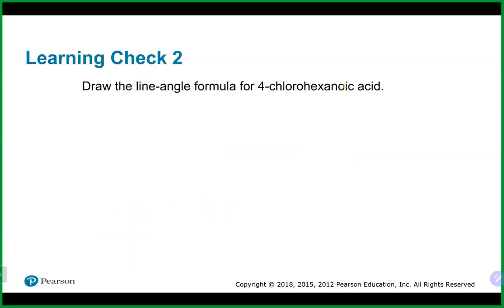All right, let's draw some here. Draw 4-chlorohexanoic acid. Draw 2-ethyl-3-methylpentanoic acid. You could draw the condensed structure. You could draw the line structure. Why don't you do both?